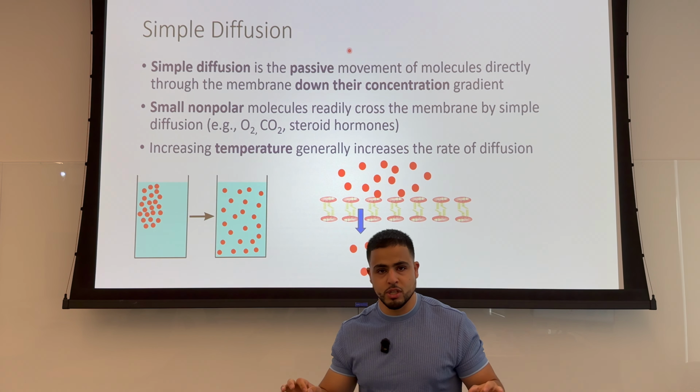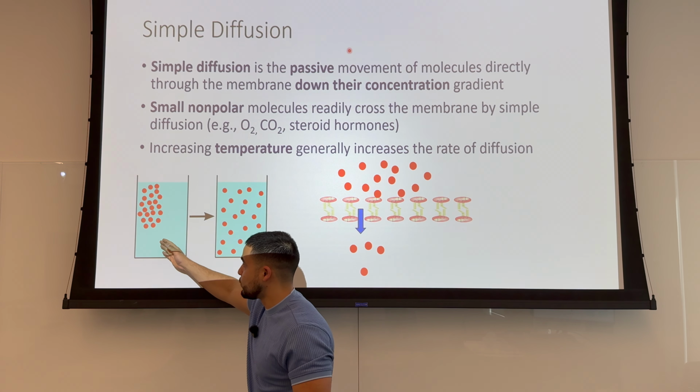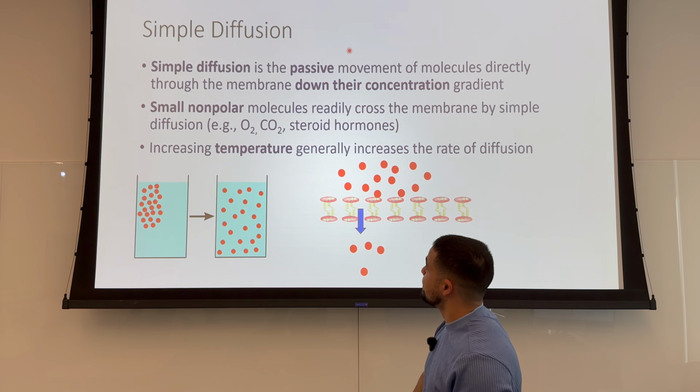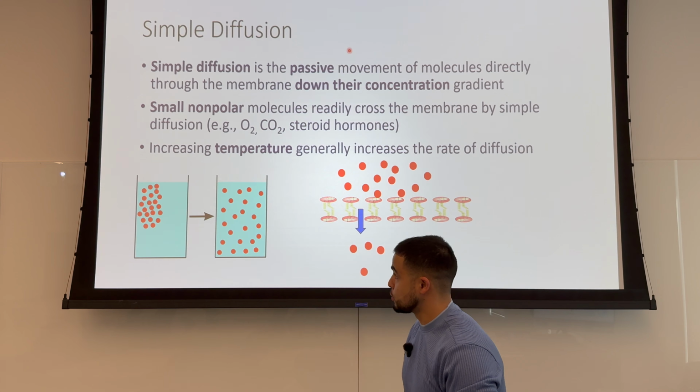Next, let's move on and talk about simple diffusion. So simple diffusion is what we've been discussing thus far. The idea is you put a solute in a cup of water, it's going to spread all across. And the process of simple diffusion increases as you increase temperature. So if you increase temperature, the rate of simple diffusion will increase.